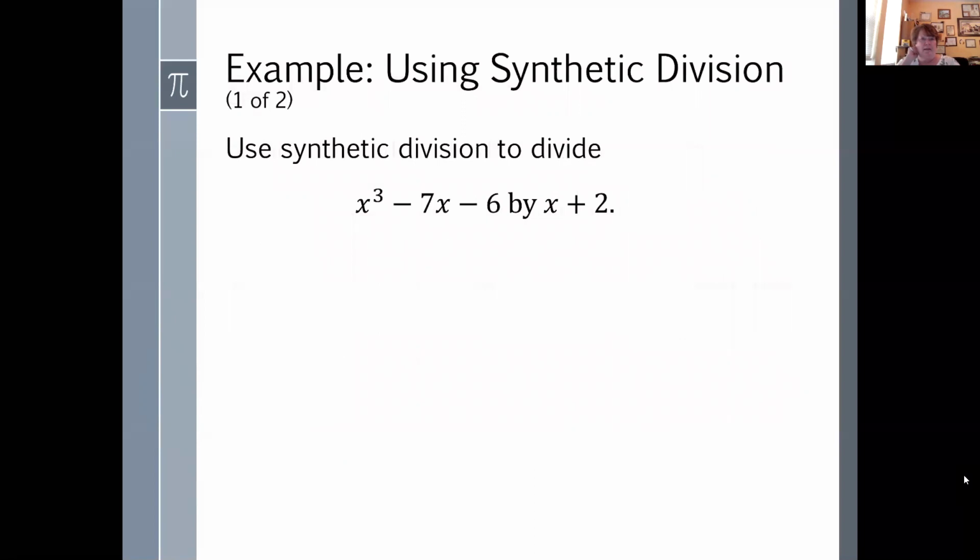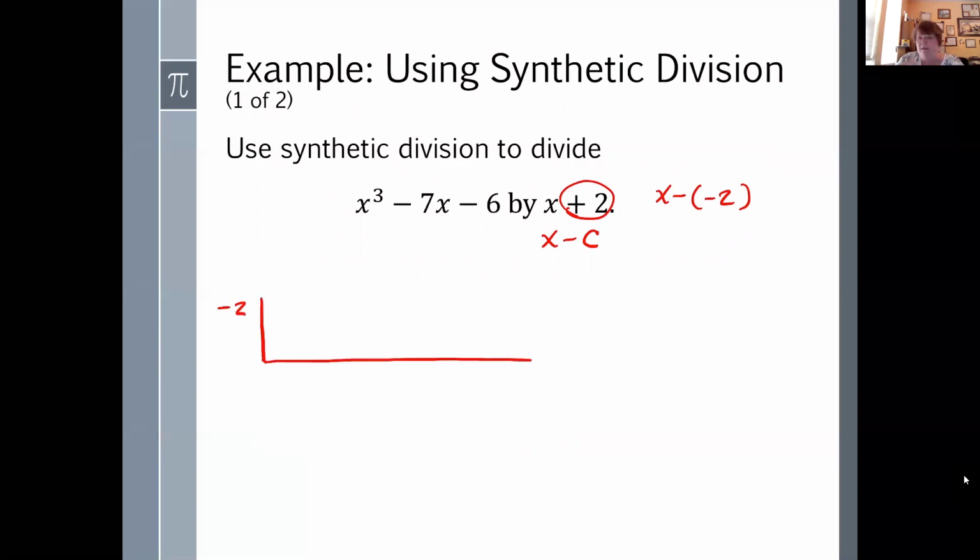Okay, so let's practice this division. Let's divide x to the third minus 7x minus 6 by x plus 2. All right, so remember, our divisor must be written in the form of x minus a constant. So we're going to rewrite x plus 2 as x minus negative 2. It has to be written in terms of a subtraction. So kind of the rule of thumb, if this is plus, you make it minus. If it's minus, you make it plus. All right, so we're going to write down a negative 2.